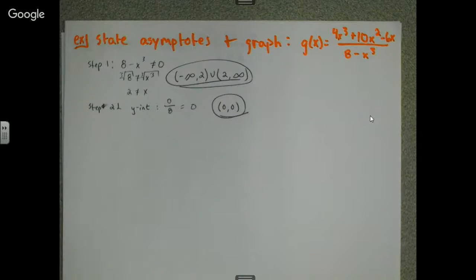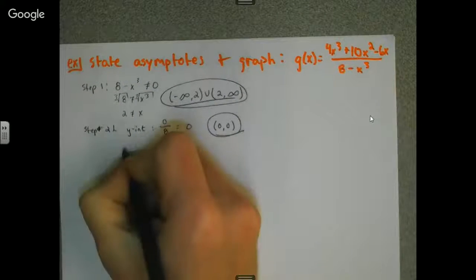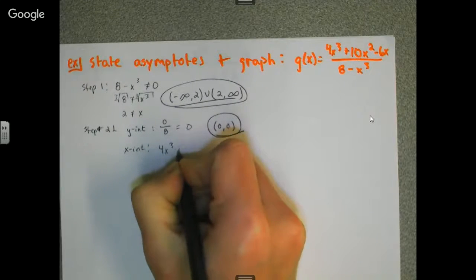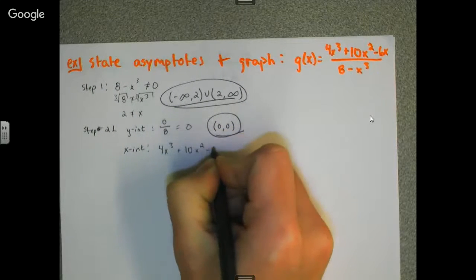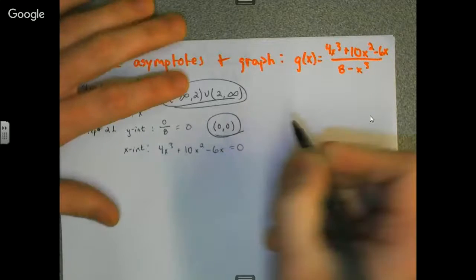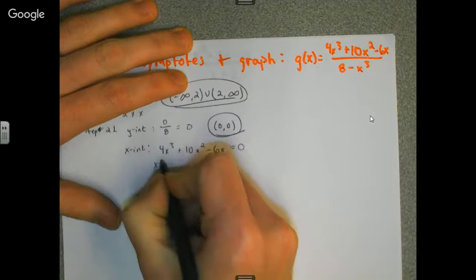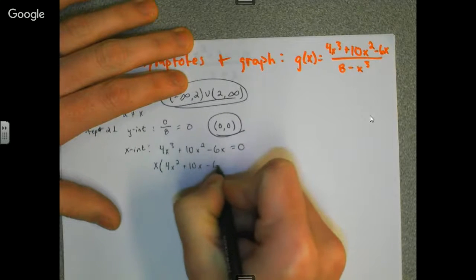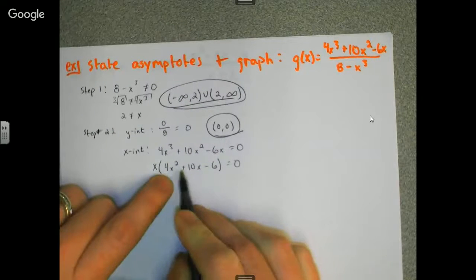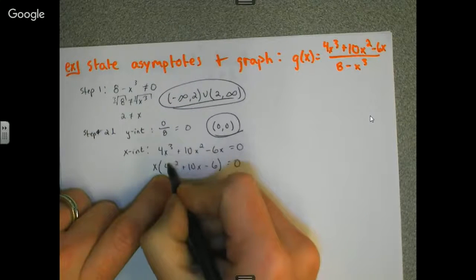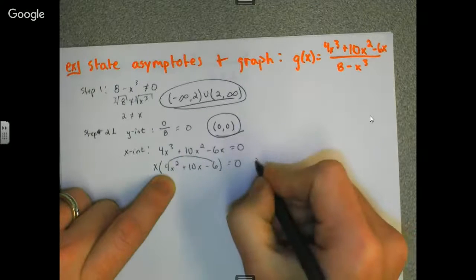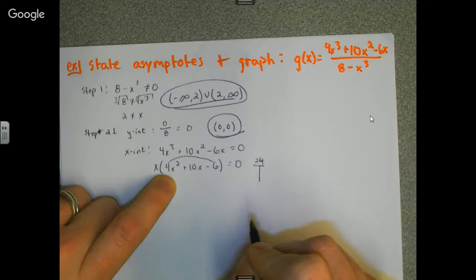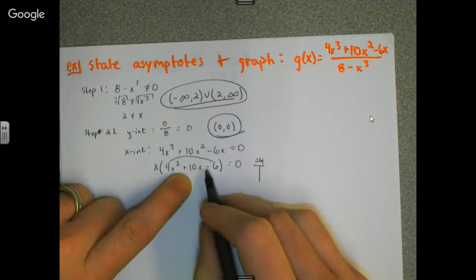So the x-intercept, we just look at the top portion. So 4x to the third plus 10x squared minus 6x, and set it equal to 0. And factor, I got to factor all this out. So I got a common x here. So I get 4x squared plus 10x minus 6. Looks like I got to do the rainbow method here. So I can take 4 times 6 and get 24. I need factors of 24 that subtract to 10.